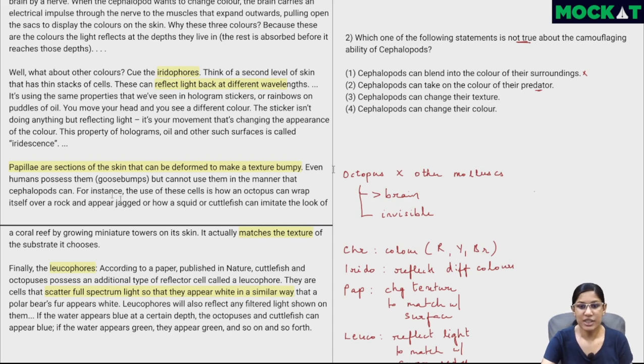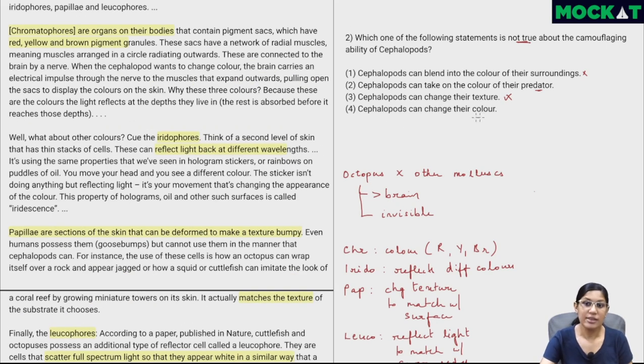Cephalopods can change their texture. This is what the papillae do. So we just discussed how it can look similar to a rock and all. So this is definitely given, so we can eliminate it. Cephalopods can change their color. This is true both with chromatophores and iridophores. Basically, either they can give out different color pigments, or they can also reflect back light at a different color. So this is also something which is mentioned, and going through the passage, you'll find that there's no mention of becoming the same color as their predator.